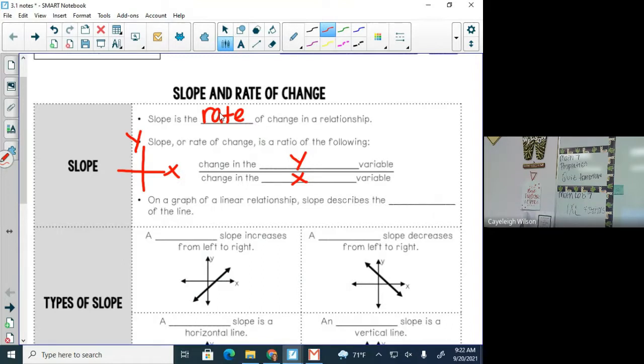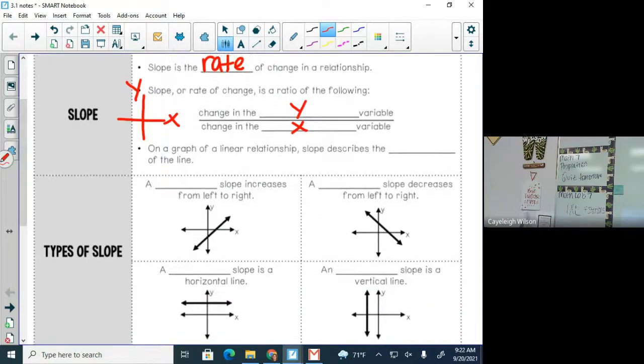All right, so yes, when you're plotting points, the x always goes first, but rate of change is different, slope is different, the y actually goes first. That's why I don't like that. Because as we get higher in math, that's not always true.